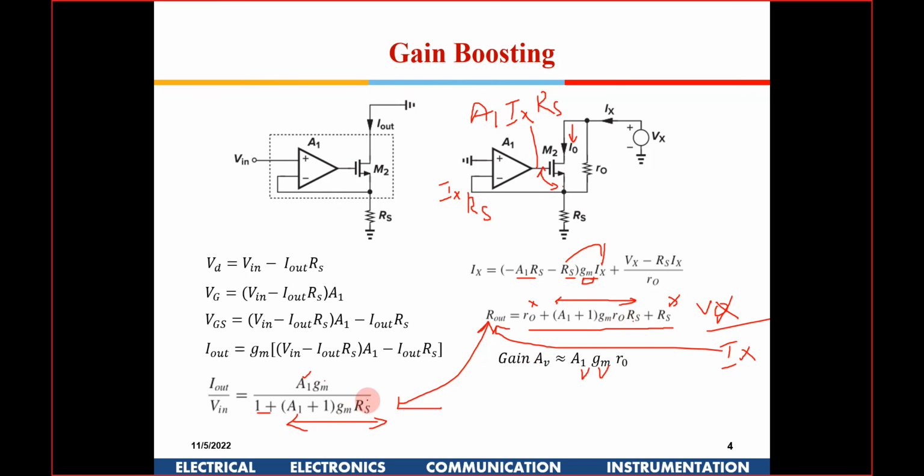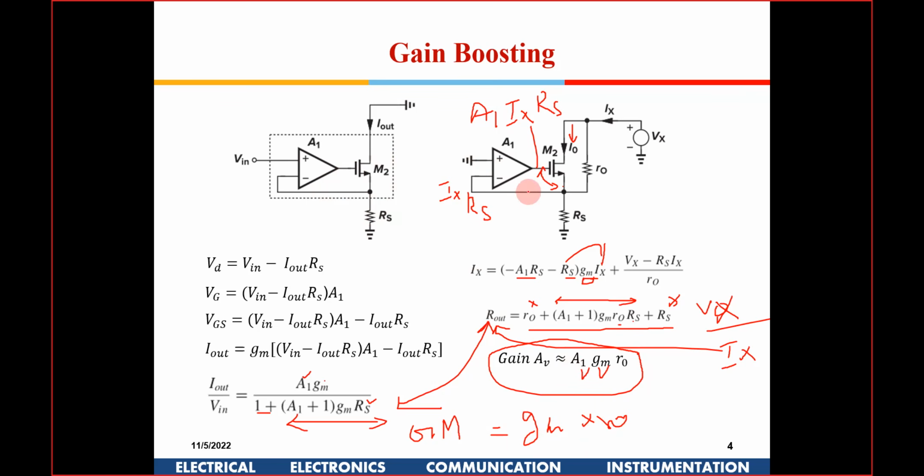This RS and RS will get cancelled again, so R0 will remain. So this is the gain of this. Why should we multiply R out by GM? That is the gain, right? Gain of an amplifier will be GM R0, right?